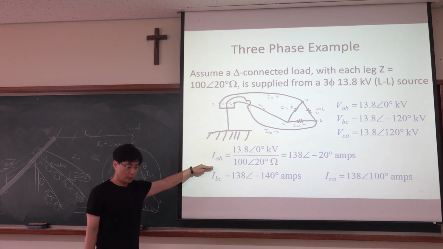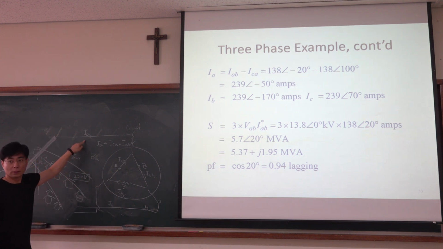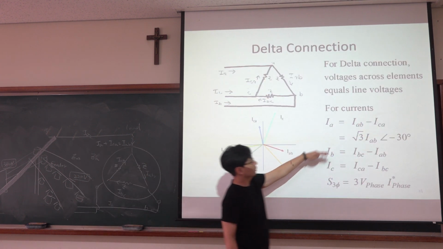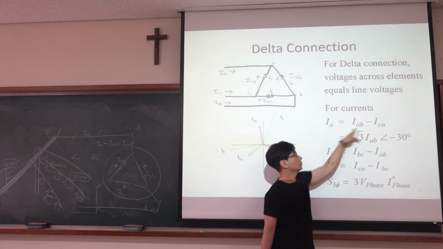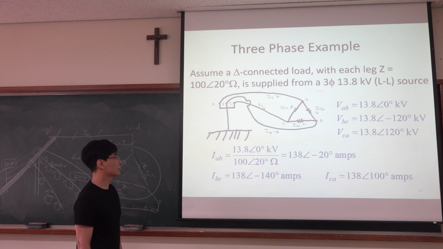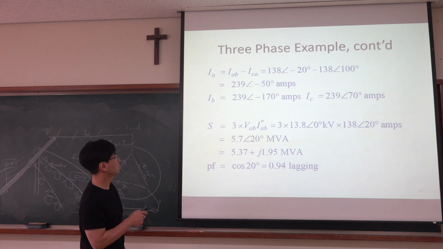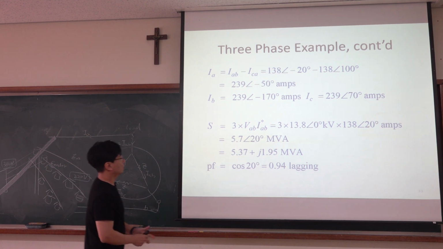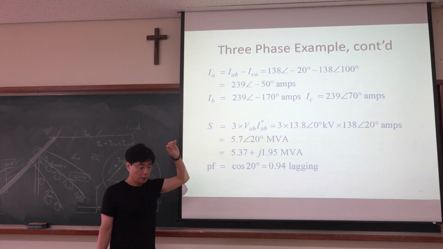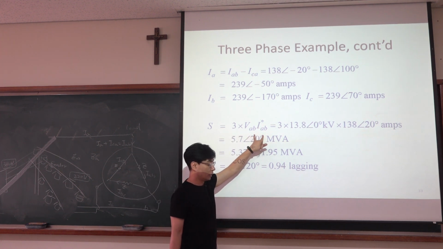This is a line current, but we want to compute the phase current IA, or IB, IC. Using that one, you can compute IA, IB. Just simple math. And then the total delivered power is 3 times line voltage times line current conjugate.